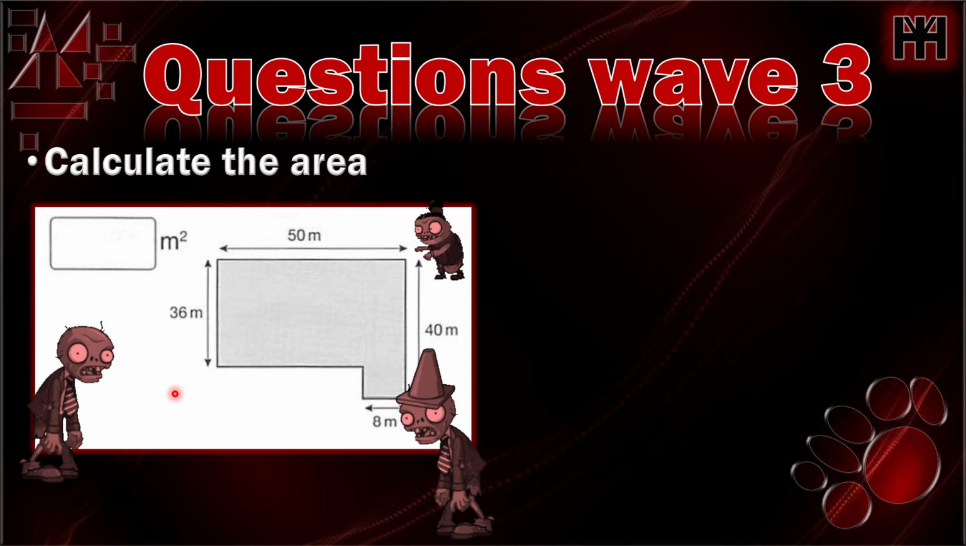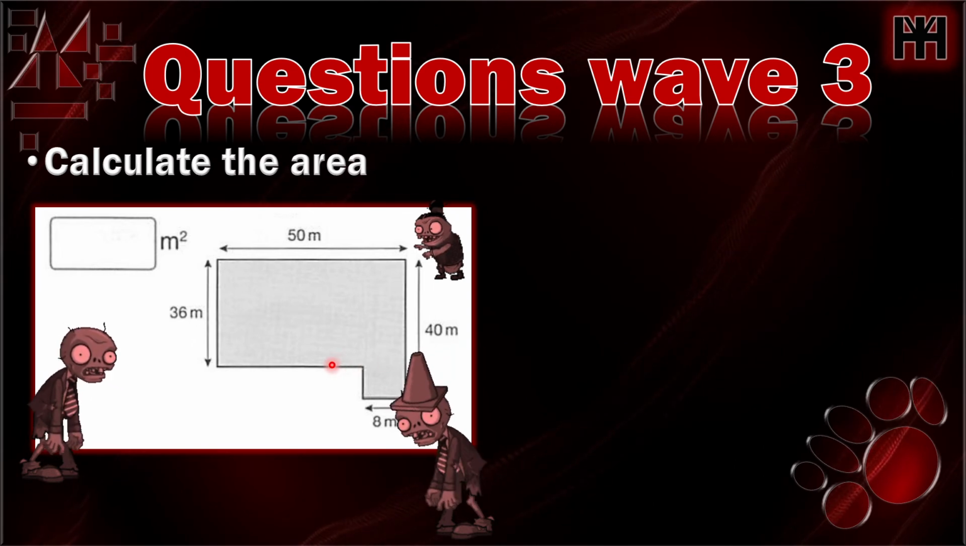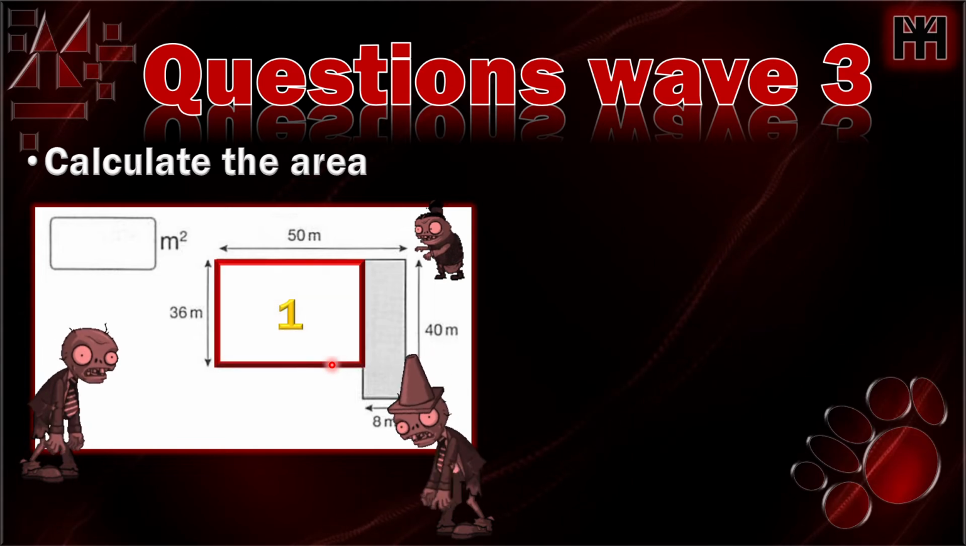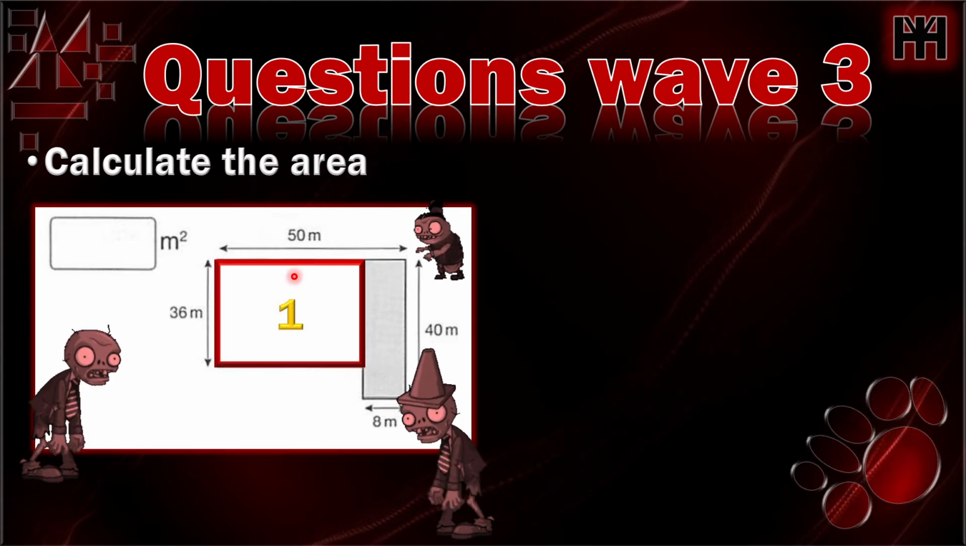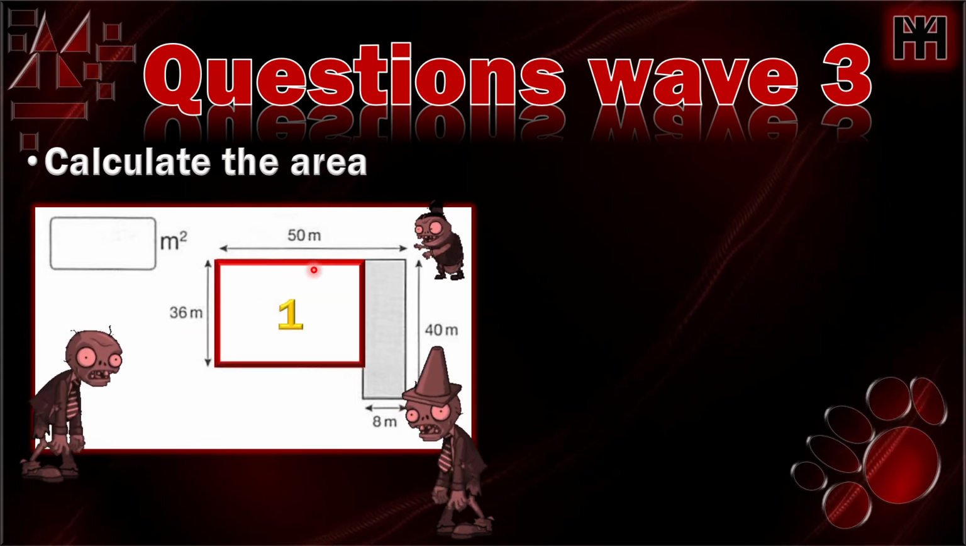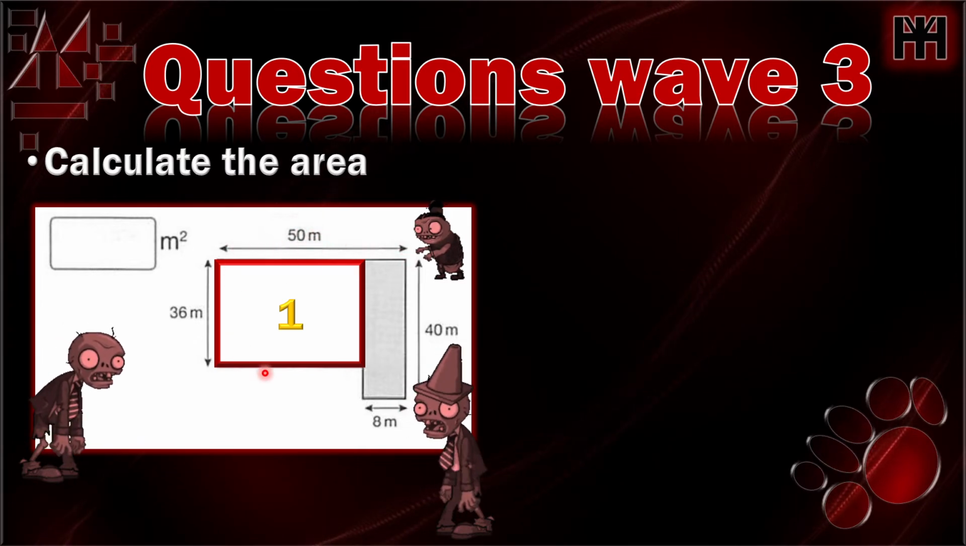Calculate the area. Okay, we need to find first the first area and the second area. To make it easy, we'll choose this as the first area. We have 36 and 50, and 50 is all of this part. So we will need to find this part only.